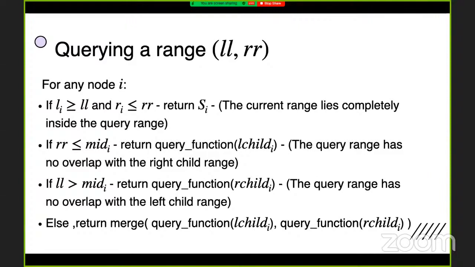However, similarly, if LL is greater than mid I, then we don't have to go to the left child because the entire query range lies within the right child. It has no overlap with the left child. So we just return the query function at the right child. And else, if none of this is true, then there's a partial overlap and the query range lies both inside the left child and the right child. So in that case, we return our merge function that we discussed earlier. For sum, it'll just be plus. So we return the merge function on the query function at the left child and the query function at the right child.